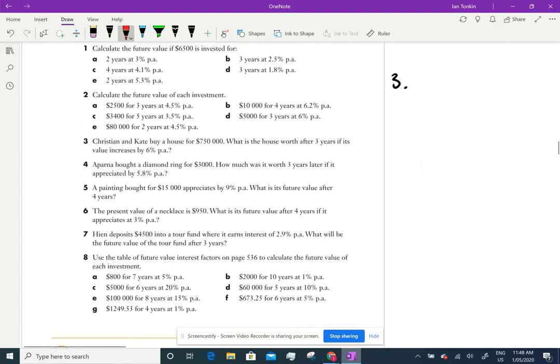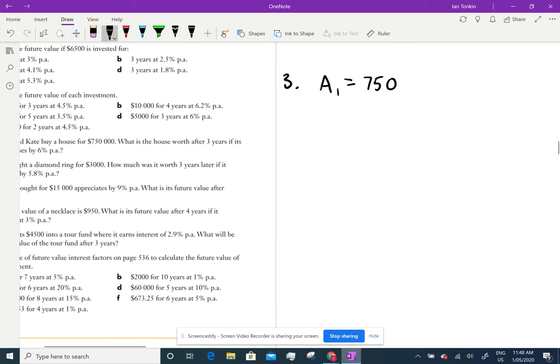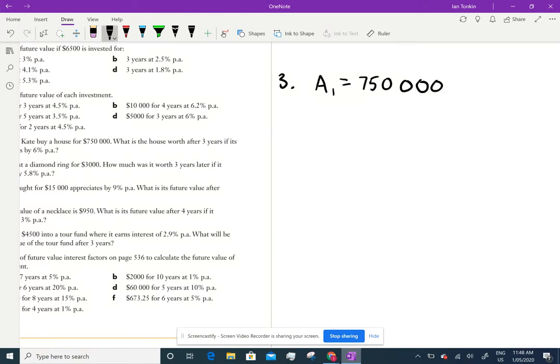So, question 3. Christian and Kate buy a house for $750,000. What's it worth after 3 years if its value increases by 6% per year? So we're going to step this out. The amount after 1 year is $750,000 increased by 6%, so times 1.06. Now, in their activity, they just find 6% and then add it back. We know how to increase by a percentage, so I hope you're okay with that.